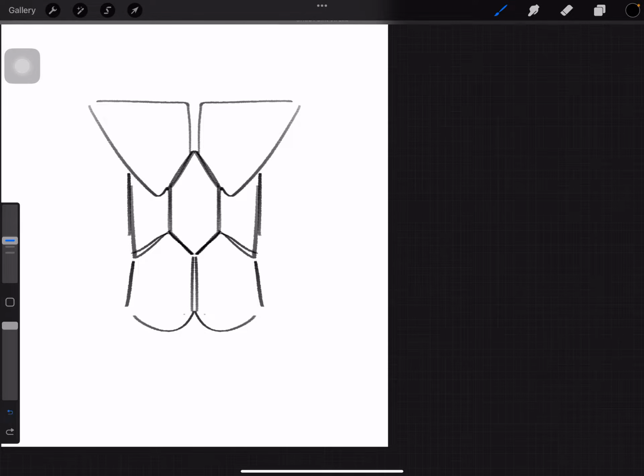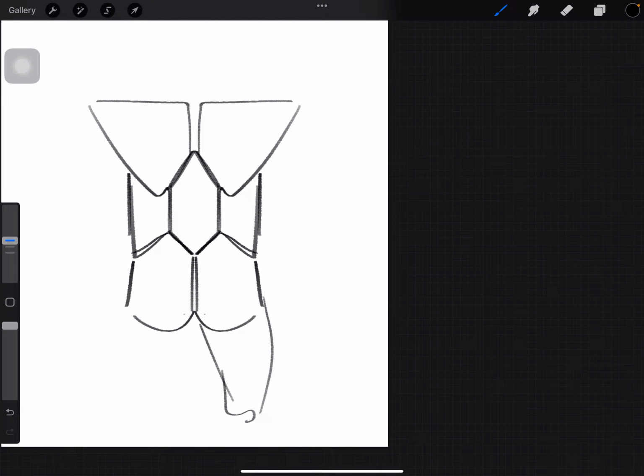Okay, those are some really wide legs. Let me not. Okay, yeah.